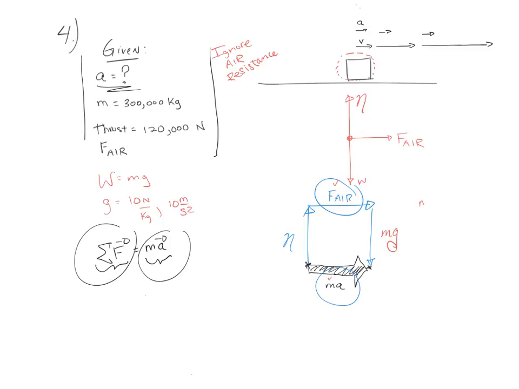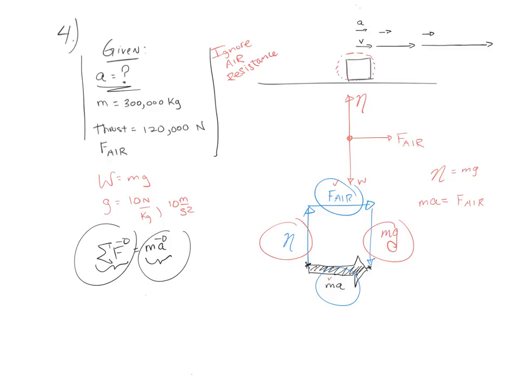And can you tell me what ma has got to be equal to? Look at your vector sum diagram. What two vectors have to be the same length there? So I know that normal force has to equal mg, and I also know that ma has to equal F air. You guys following me? Yeah. That's from my vector sum diagram. These two have to equal each other as well.